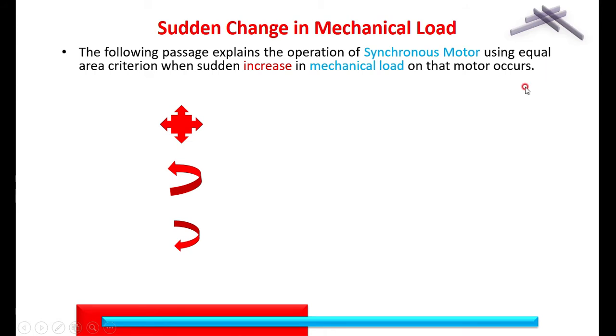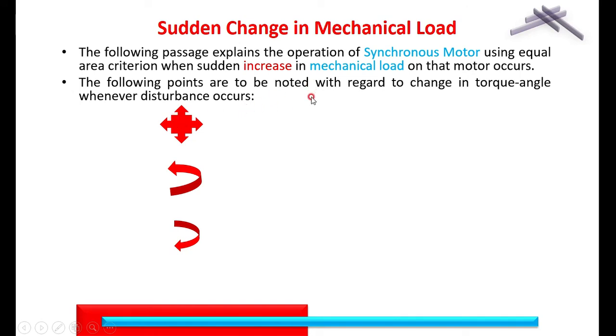Using equal area criteria, consider a sudden increase in the mechanical load on the motor. Before there is a change in the load, the electrical input PE and the mechanical output PS match each other, neglecting the losses. Now, if there is a sudden change in the mechanical load, what are the consequences on a synchronous motor?